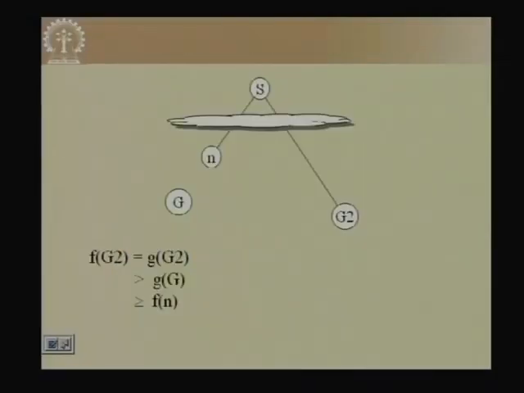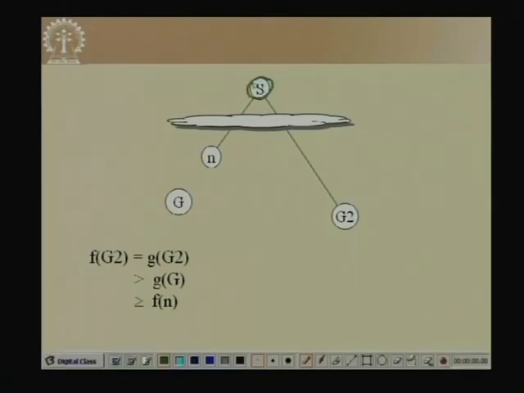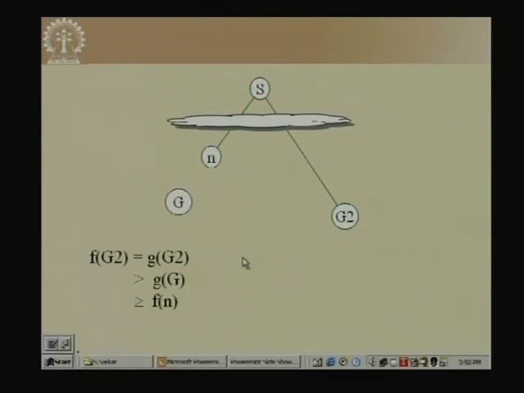So, this cannot happen. That is, when A star selects a node for expansion and that node happens to be a goal, it must be an optimum goal state. So, this is a sketch of the drawing. This is our S, this is G, and this is the node on this optimum path which is on open when G2 is selected, and we just showed that F(g2) equal to G of G2, which is greater than G of G by assumption, which has to be greater than or equal to F(n). So, this cannot happen. Therefore, A star does find the optimum solution.